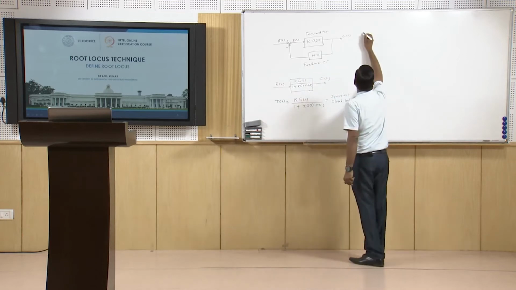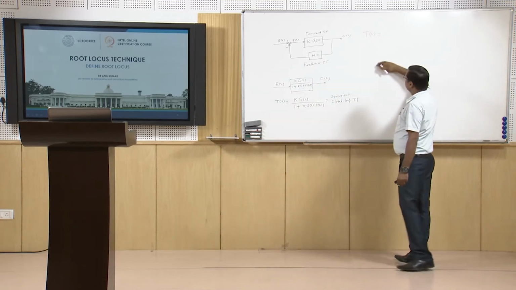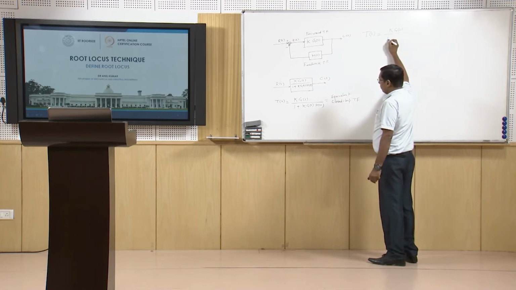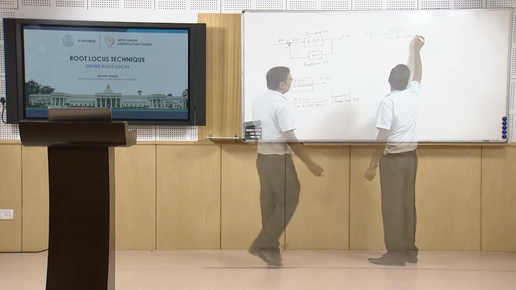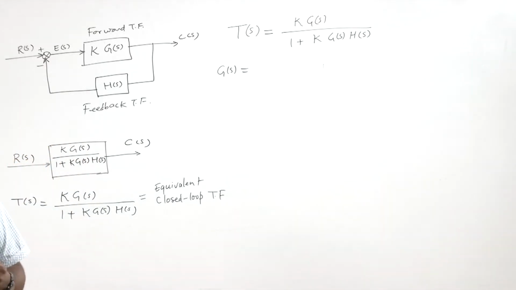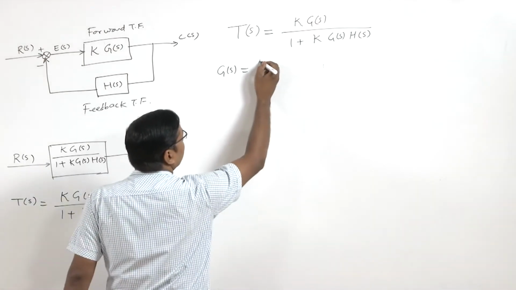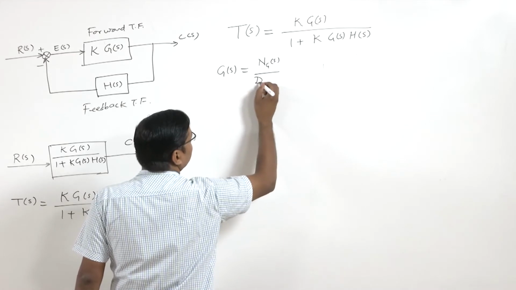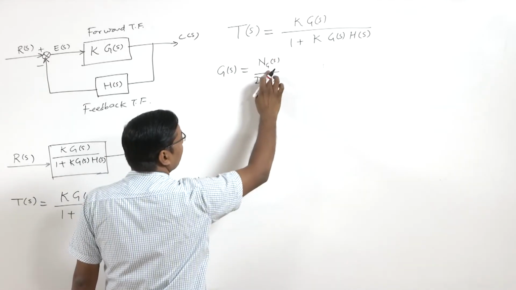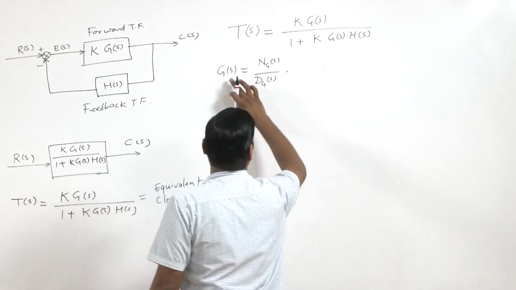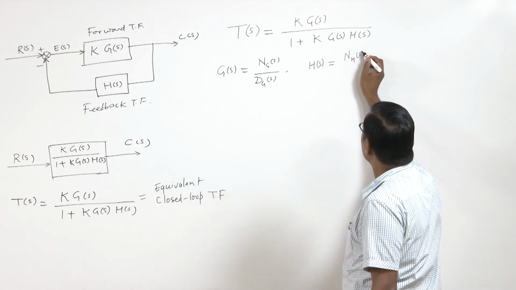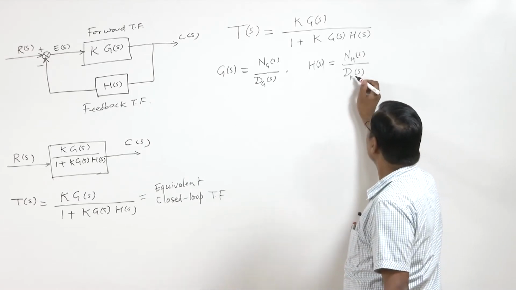So this T(s) can be written as K G(s) by 1 plus K G(s) H(s). Now here G(s) is a transfer function. It can have a numerator and denominator part. So we can write G(s) equal to N_G(s) by D_G(s). So here we are saying that G(s) is numerator by denominator, so numerator of G(s) and denominator of G(s). Similarly, H(s) can be written as numerator of H(s) and denominator of H(s).